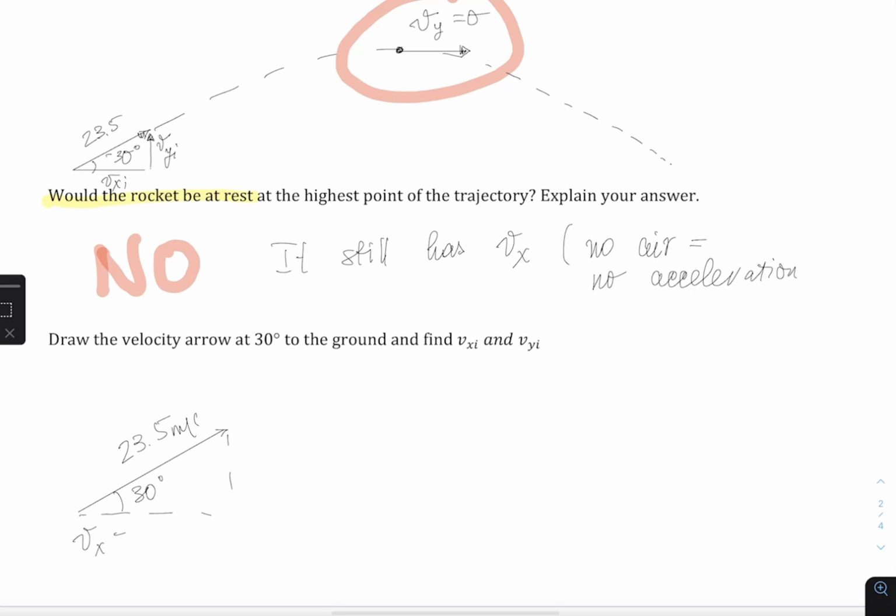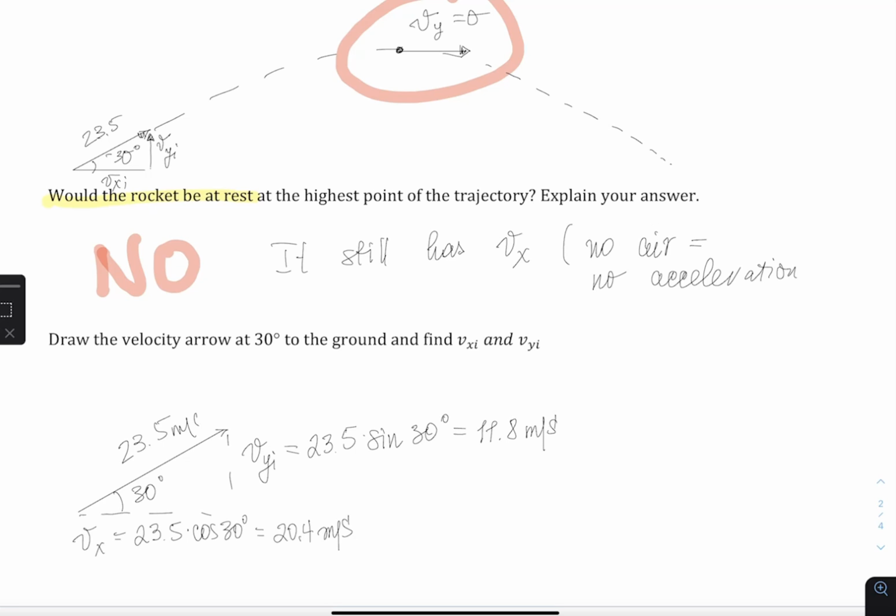Then Vx is going to be 23.5 times cosine of 30 degrees. And Vy initial, and we have to say initial because it will change throughout the flight. It's going to be 23.5 sine of 30 degrees. So use your calc times cosine of 30. That gives you 20.4 meters per second. And vertical is going to be 23.5 divided by 2. So it's 11.8 when you round, meters per second.